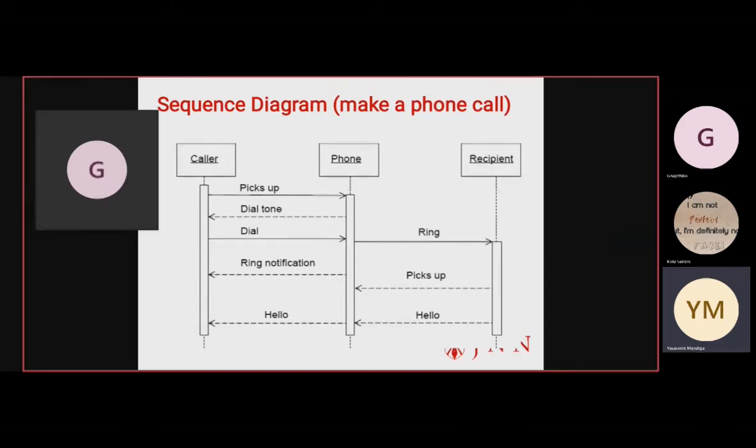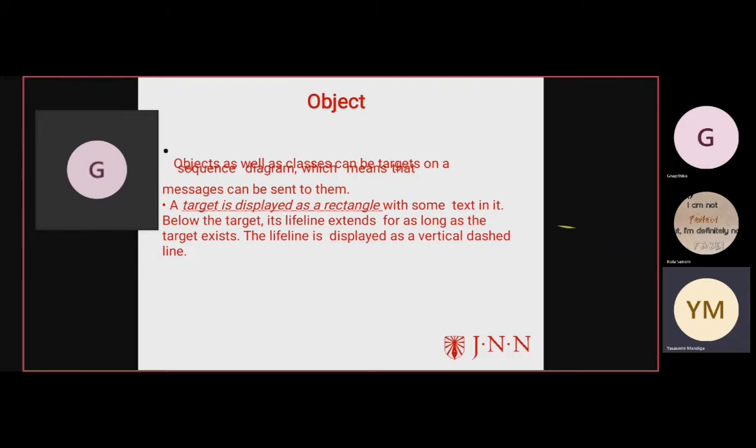Whenever the receiver picks up the call, information is passed between the receiver and the caller. So this is the flow of messages in the sequence diagram. Coming to the objects, from the object point of view, the basic notation for an object is name colon type. Here, what is drawn in the rectangular box is an object.